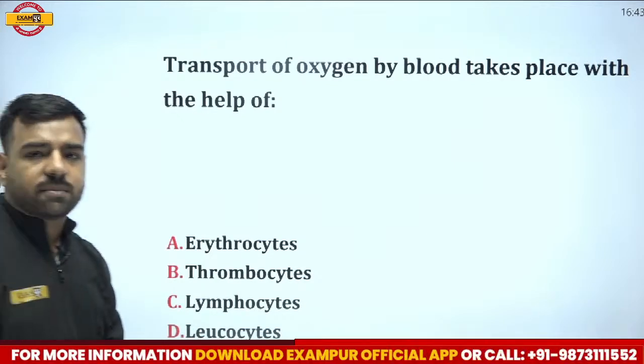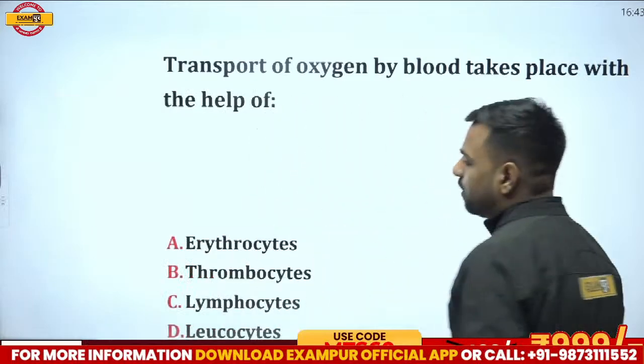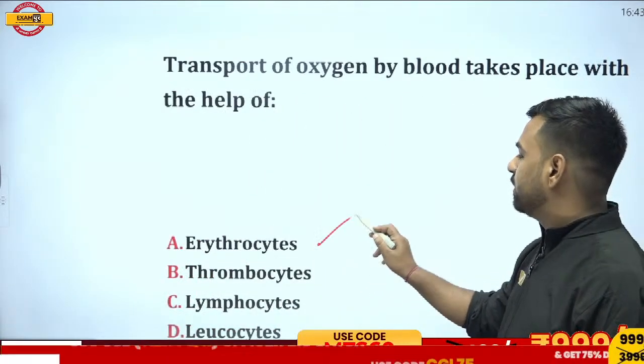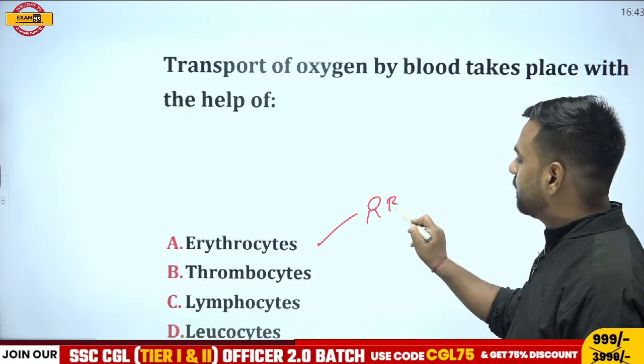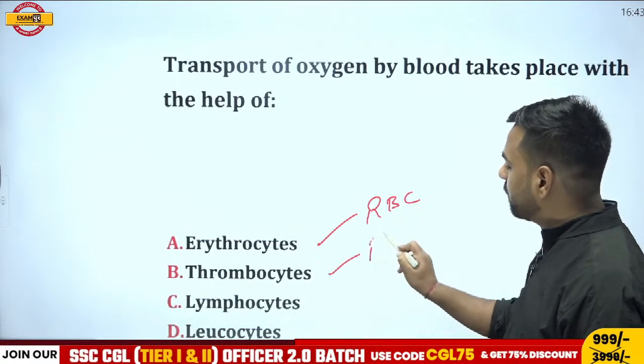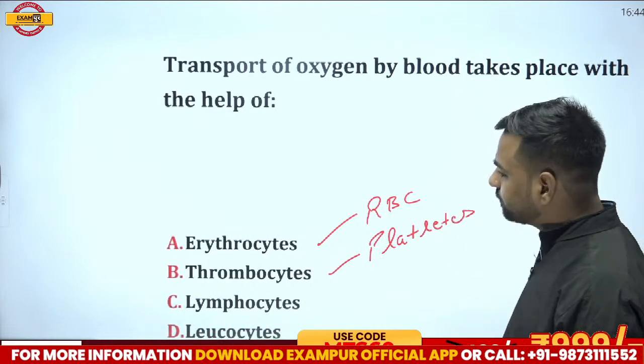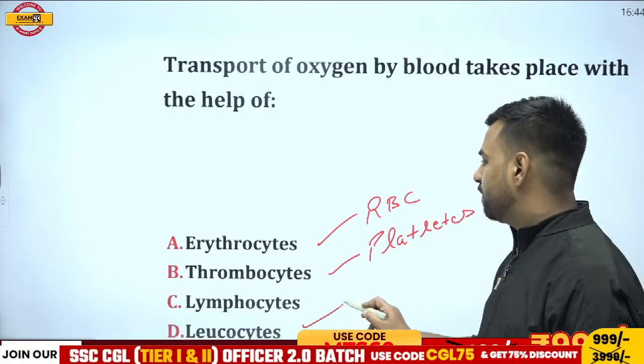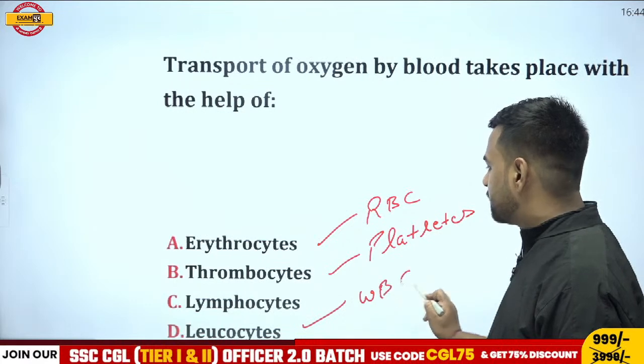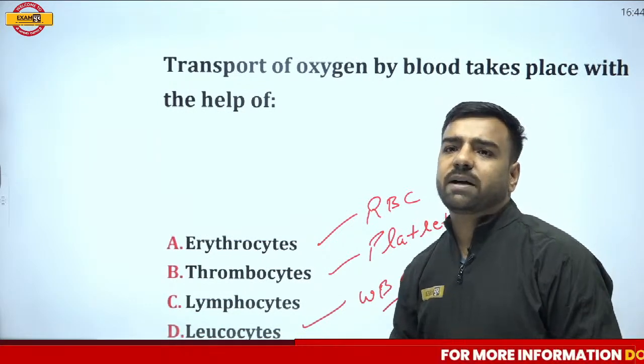We have just discussed about it. Where? When we were talking about erythrocytes, they were what? They were RBCs. If I talk about thrombocytes, they were what? They were actually your platelets. If I talk about leukocytes, they were what? They were WBCs. And lymphocytes, they are actually part of WBCs.